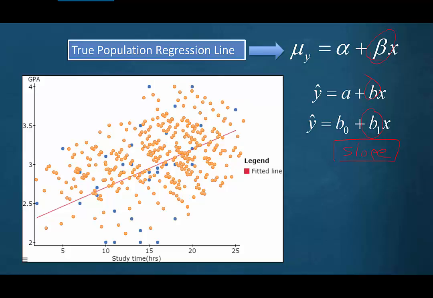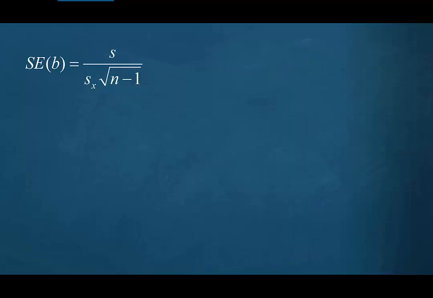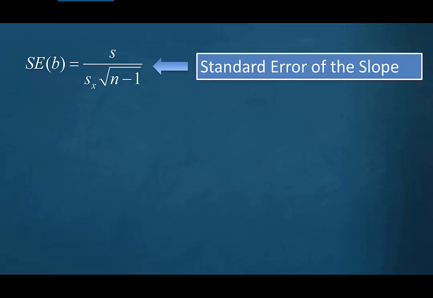As you might expect, the sampling distribution of b, or b sub 1, the slope, is close to normal, with the mean slope very close to the population slope, and the standard deviation is given as sigma sub b equals sigma over sigma sub x times the square root of n. As usual, we don't actually know the population standard deviation, so we use s, which gives us the following. The standard error of b is s divided by s sub x times the square root of n minus 1.